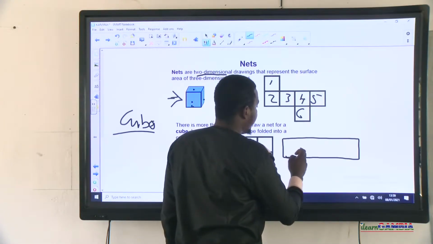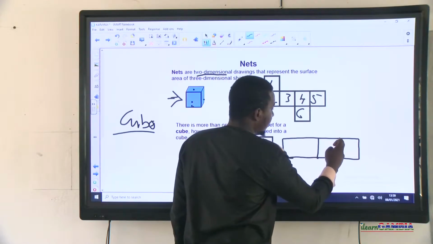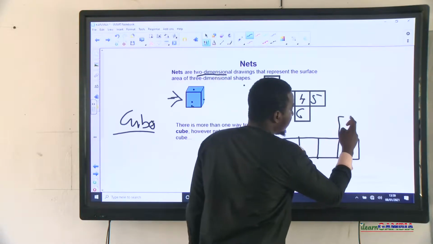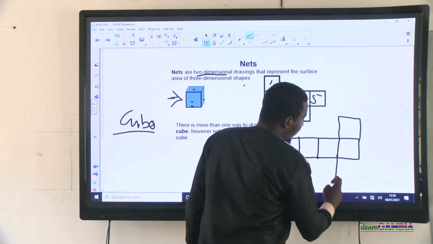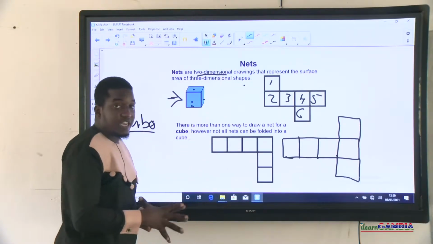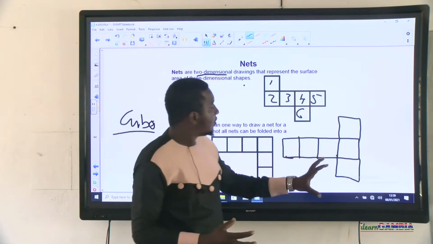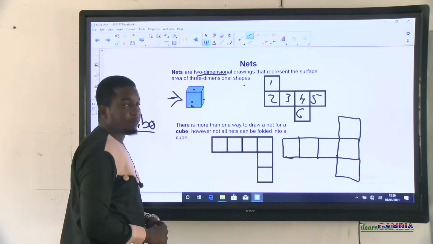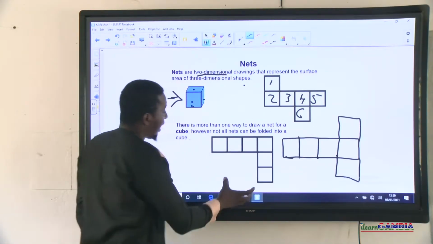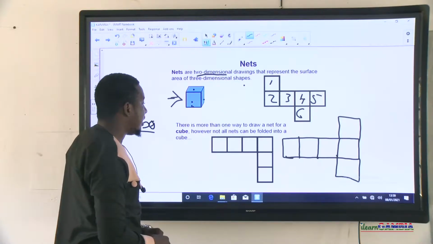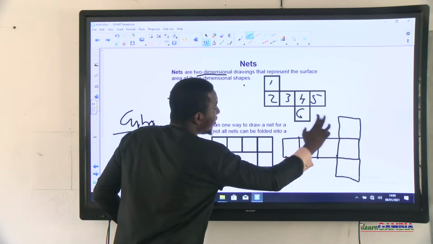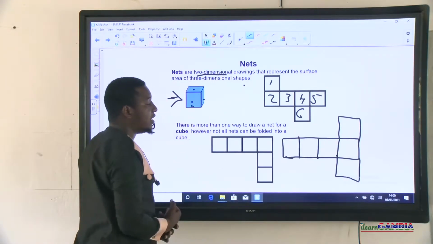Let's say we have this, and all of these are equal, I can have another one here, and another one here. They are all plane shapes that have all their sides equal. So when you fold it, you will form a cube. You can see this is a net of a cube. The one I drew here is a net of a cube, and the one given to us also is a net of a cube. So remember, the number of plane two-dimensional shapes that you will have is equal to what?